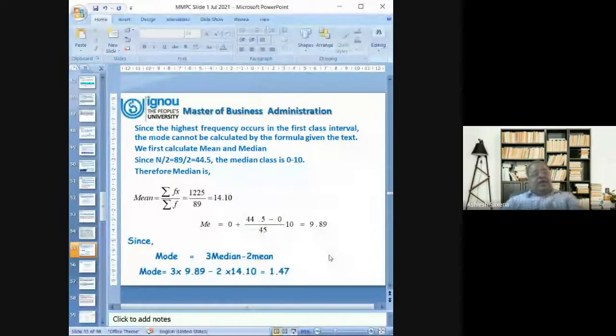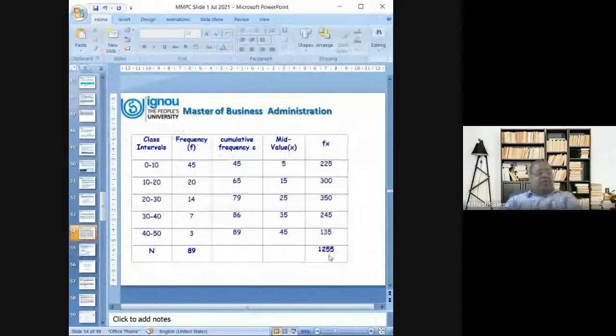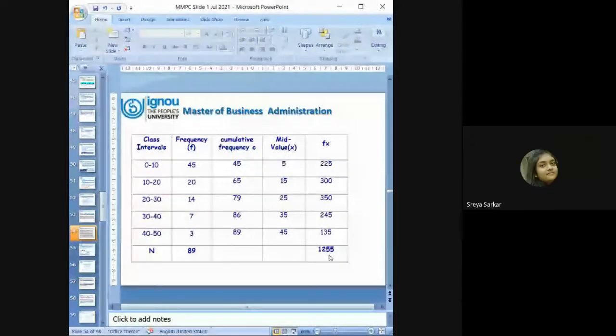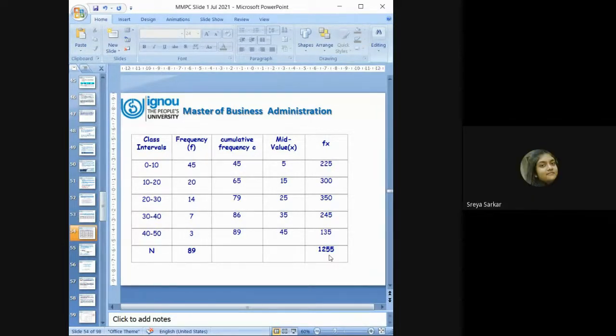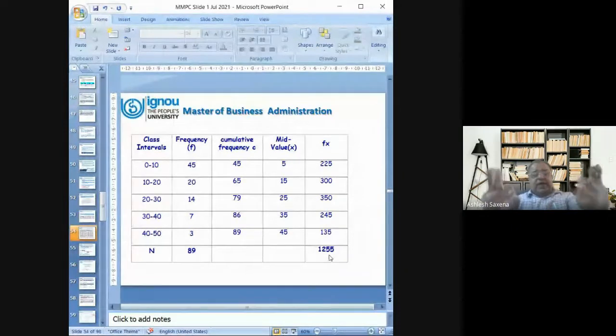Now, second part is how to calculate median. What was your formula for median? Median is equal to L plus (N by 2 minus CF) upon F into I. That was the formula? Yes, sir. Okay, fine. Now listen to me very carefully. In the formula itself, you can see N by 2 somewhere.